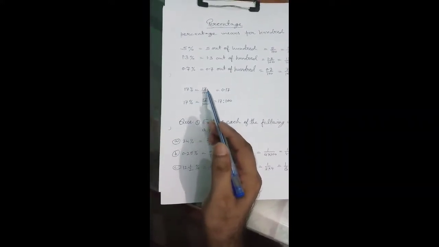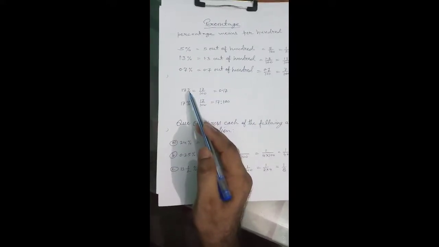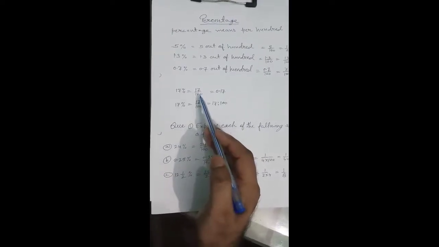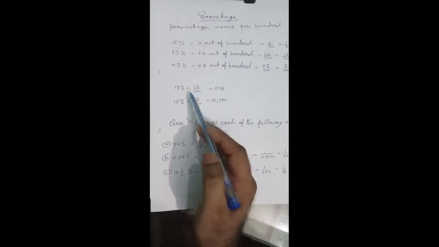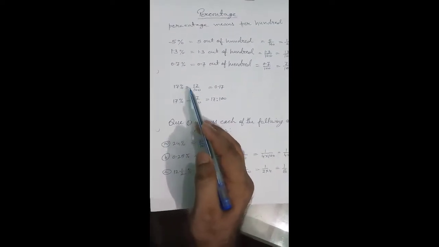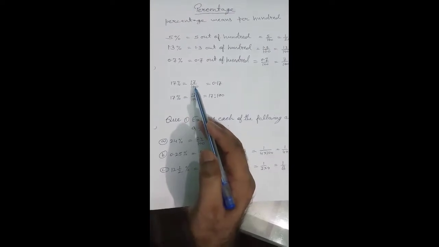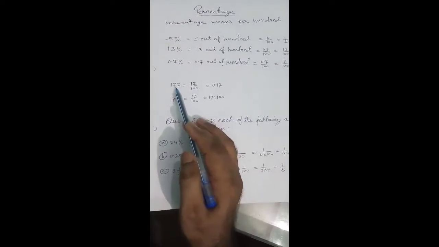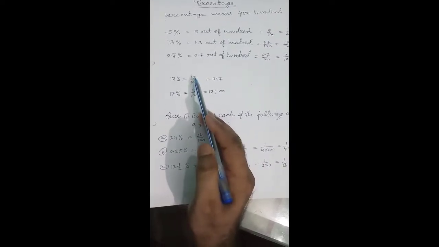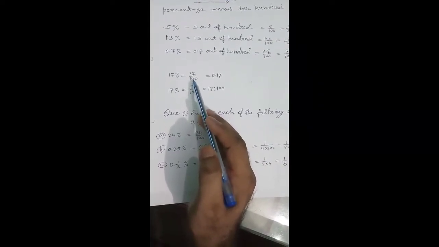Now see, 17% is equal to 17 upon 100. Now you have understood. When we remove the percentage sign, the number is divided by 100. This is the meaning of percent. 17% means 17 upon 100. You can see that a percentage can be converted into a fraction. Are you watching it? Percentage can be converted into a fraction. 17 upon 100 is a fraction.